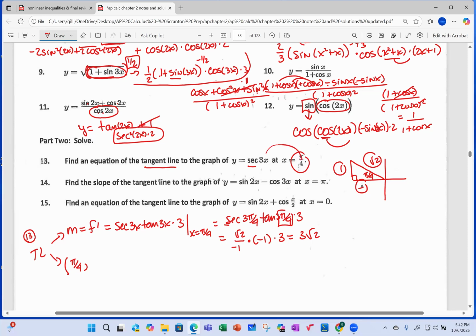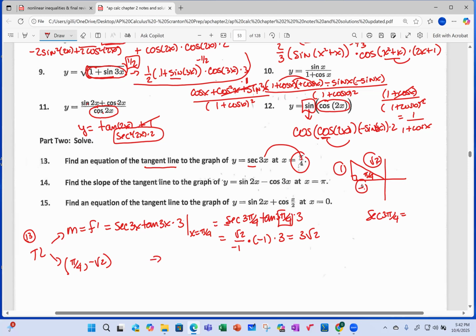Pi over 4 comes from plugging this in here. So the secant of 3 pi over 4, again, secant's the reciprocal of cosine. So you could think of cosine as negative 1 over root 2. Secant is its reciprocal, which would be negative root 2. So this is not too bad of one, actually.